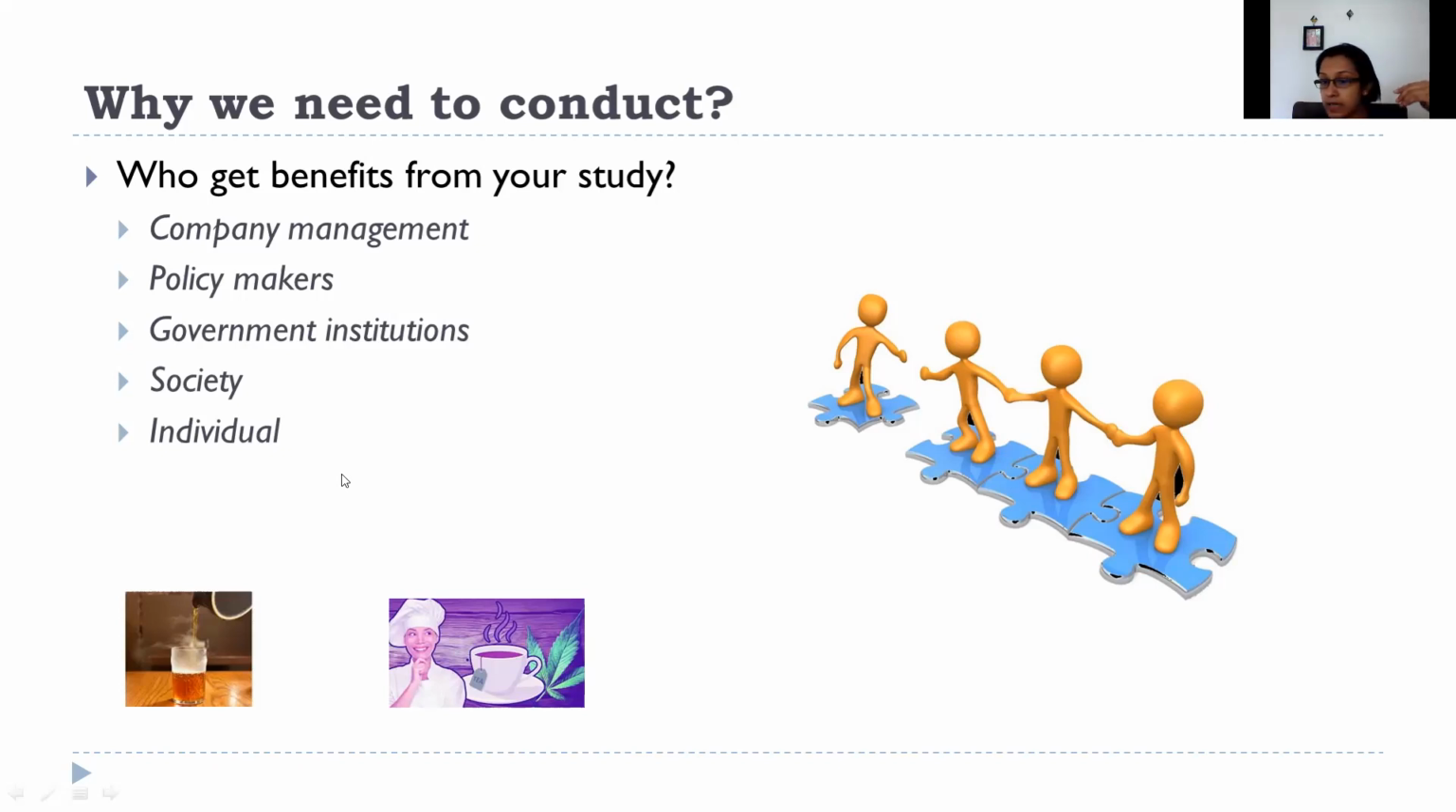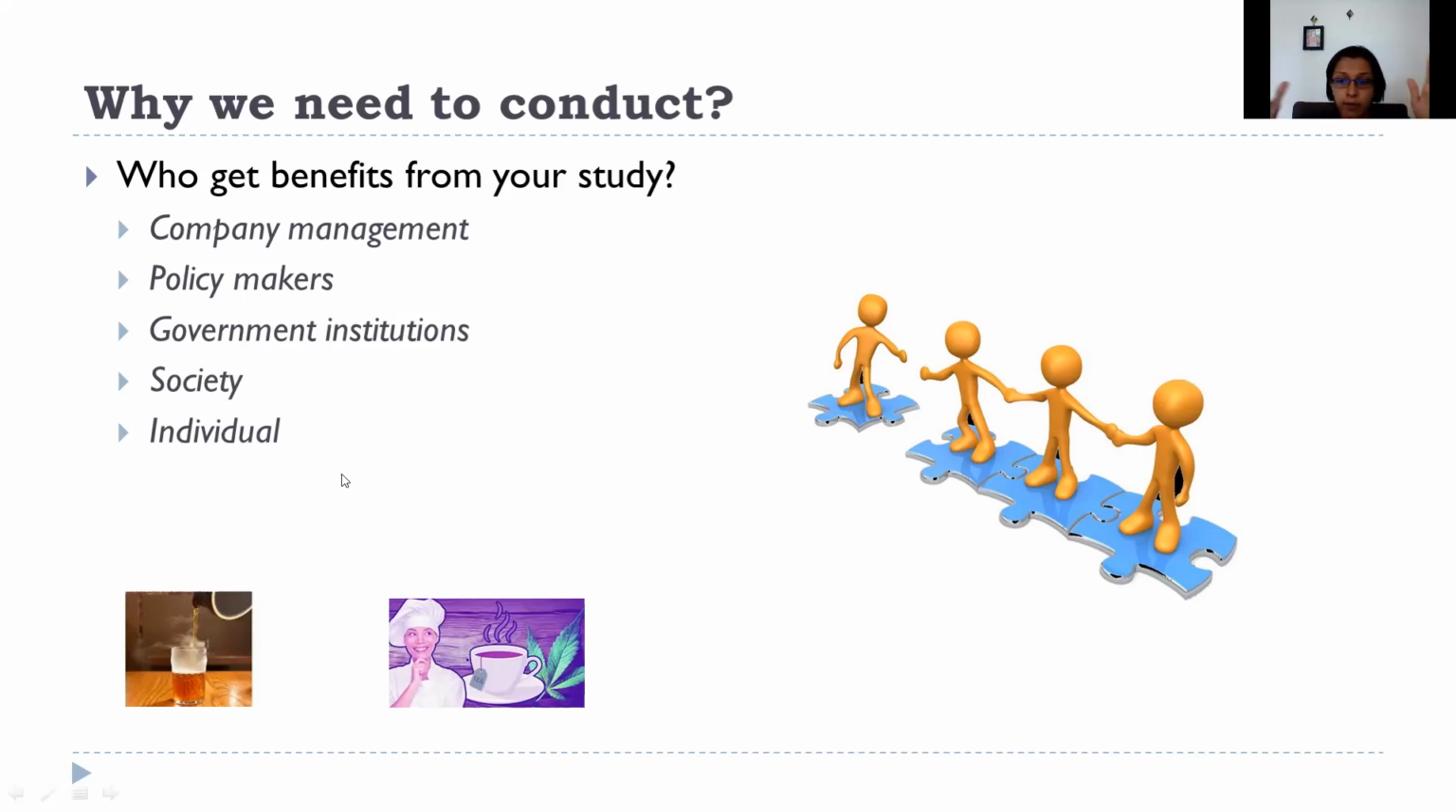So research is not a single benefit game. It has to have multiple benefits, right? It's not only for you to get the credit for the subject, right? You need to give something to your society through your research. Think about that, right? Then you think about who gets the benefit from my study. Is it the company management? Is it the policymakers in the country? Is it the government? Or is it the society as a whole, and the individual employees or individual consumers' perspective? Right? Think about that.